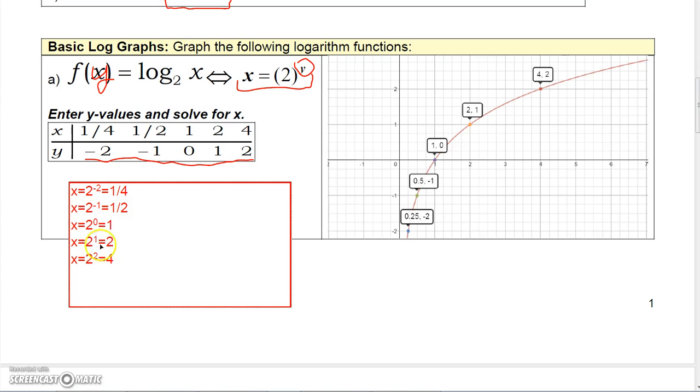And if y is 1, x would be 2 to the first, which is 2, and if y is 2, x would be 2 squared equals 4. So that's how I get these x values in the table. Well, if you go 1/4, -2, that's right here, and then to plot 1/2, -1, that's right here, and then to plot 1, 0, you're here, and then to plot 2, 1, you're here, and then to plot 4, 2, you're here. So you can see that this graph is an increasing graph, and it kind of begins to flatten out the farther you go to the right.